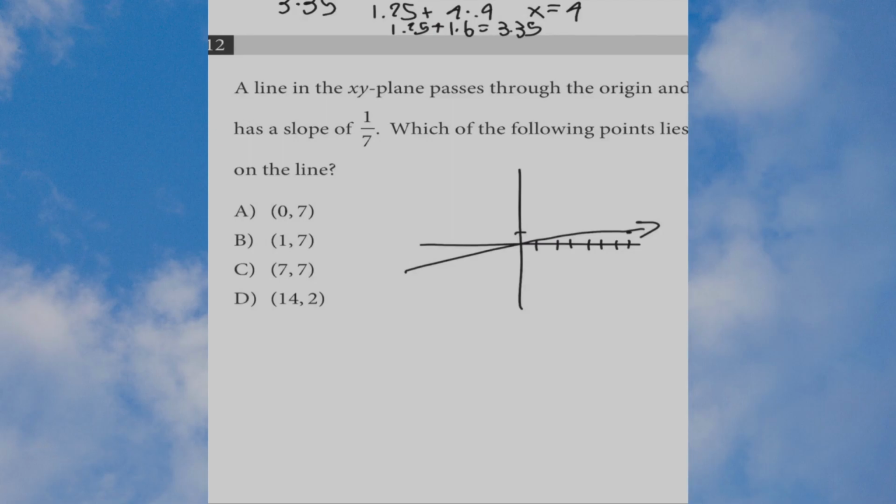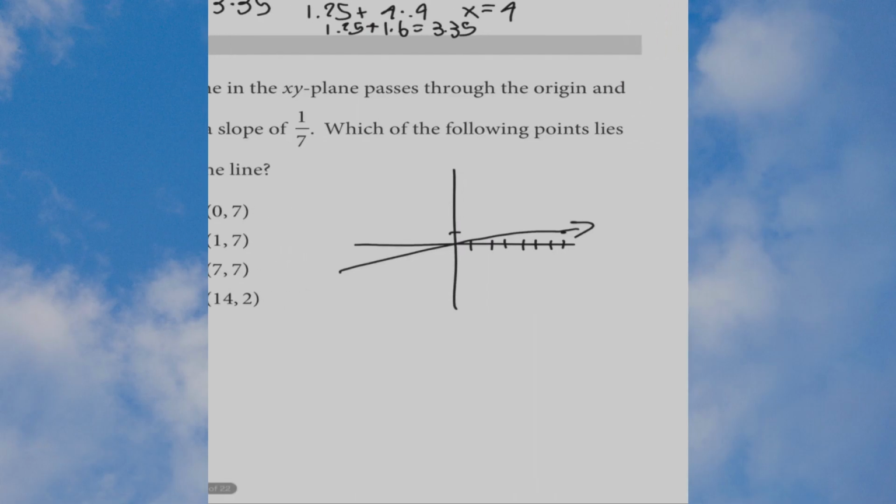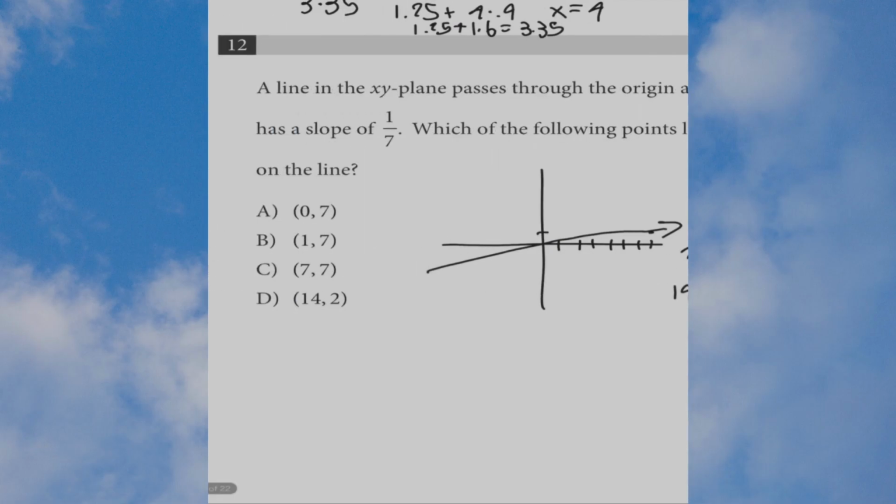So that would be (7, 1). The next point would be 2 times further out. So if we have (7, 1), an additional (7, 1) over would be (14, 2). So the answer is D.